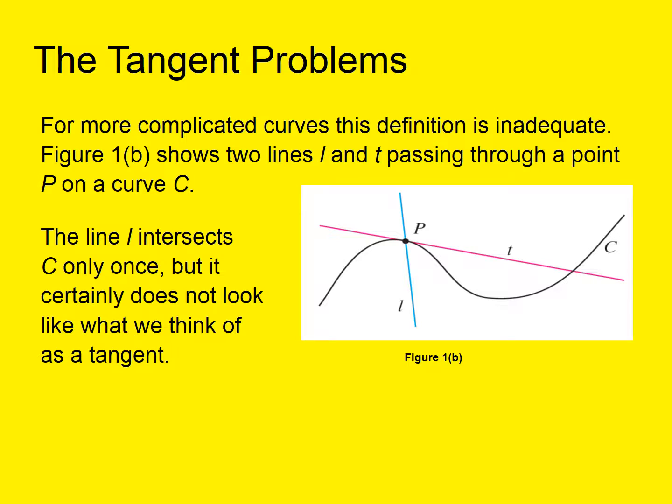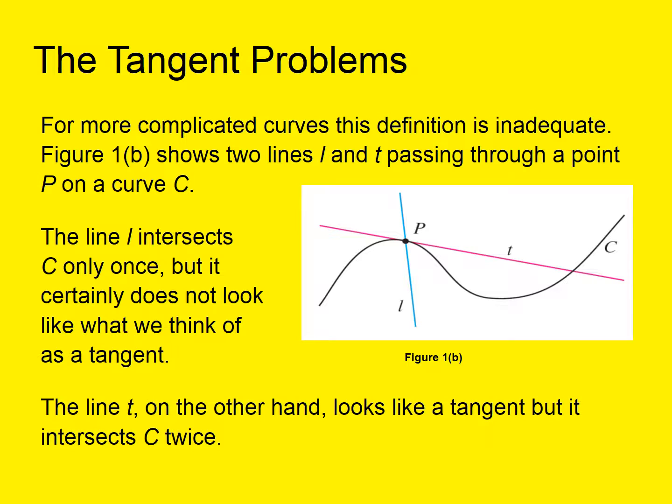Figure 1b shows two lines L and T passing through the point P on a curve C. But we wouldn't want to think of the blue one as a tangent line. The line L intersects C only once, but it certainly does not look like what we think of as a tangent. The line T, on the other hand, does look like a tangent, but it intersects C twice.